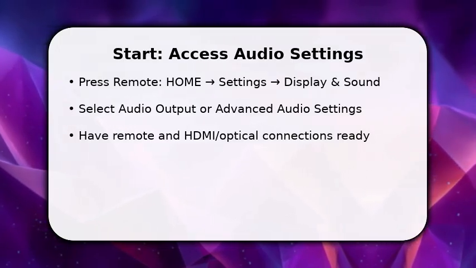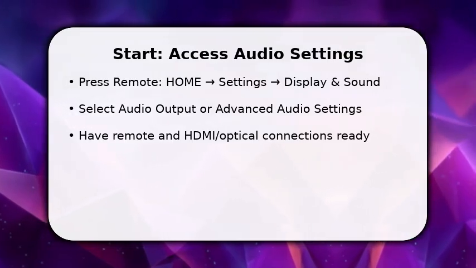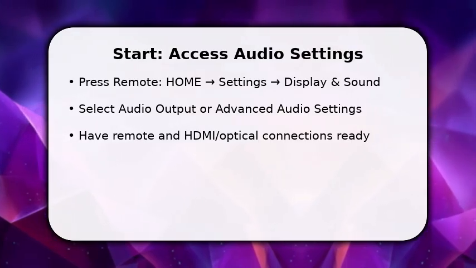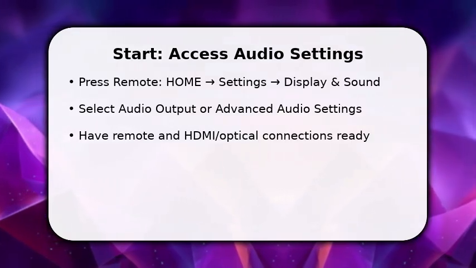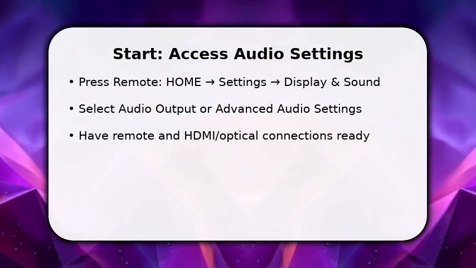Make sure your HDMI ARC or optical cable is connected and powered so options appear. You need a clear output target to change movie audio. This step determines whether you'll switch digital bitstream, PCM, or an external receiver, so don't skip it.